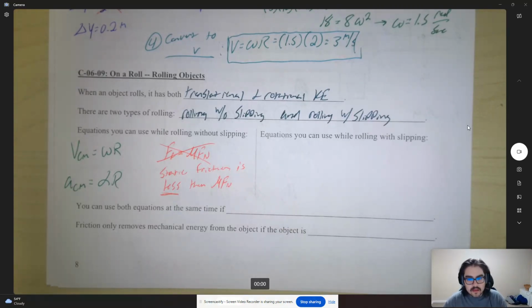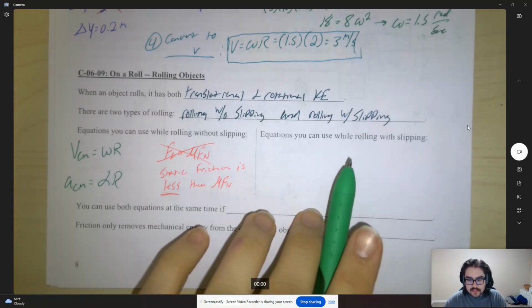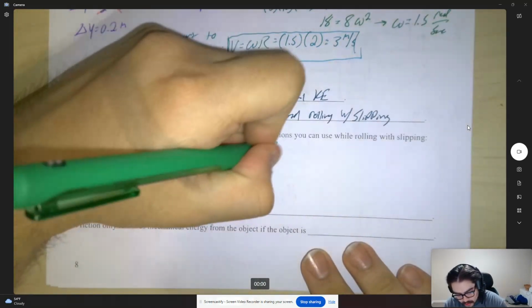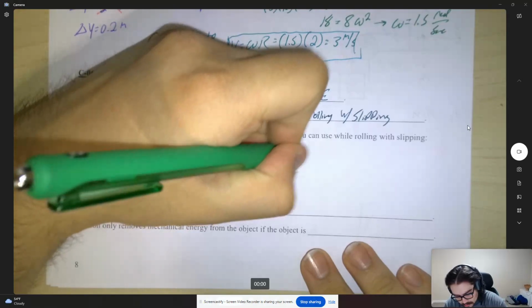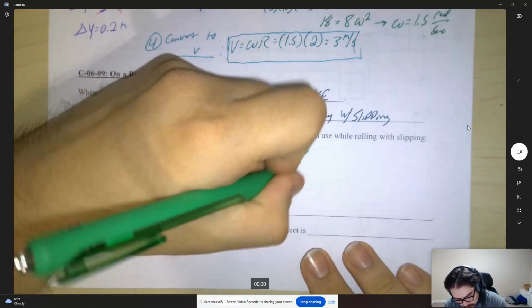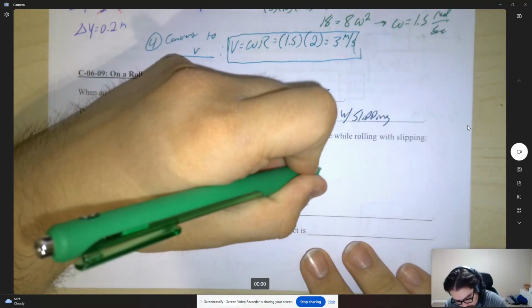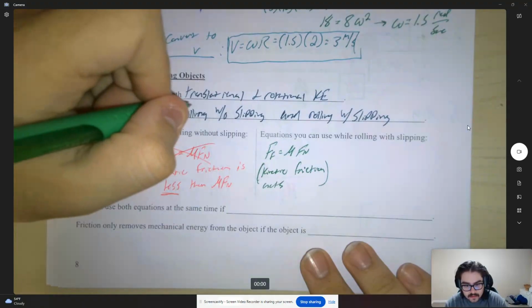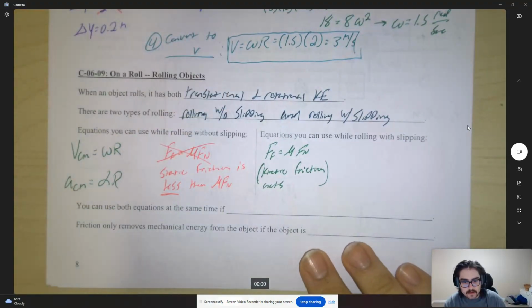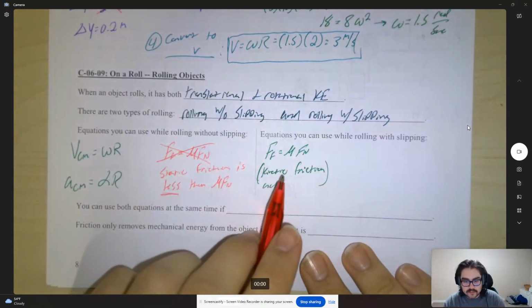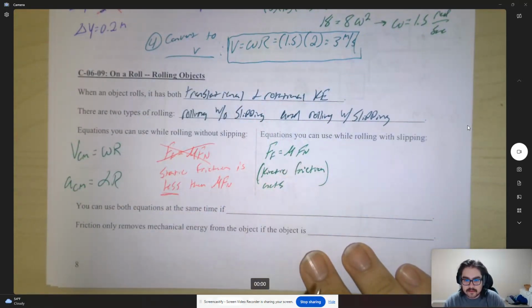What about if you're rolling with slipping? If you're rolling and slipping, then you actually can use the friction equation, because kinetic friction is acting. Therefore kinetic friction is equal to mu times f sub n. That's just friction rules.